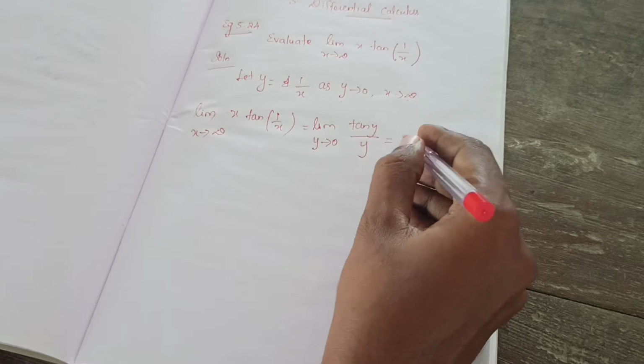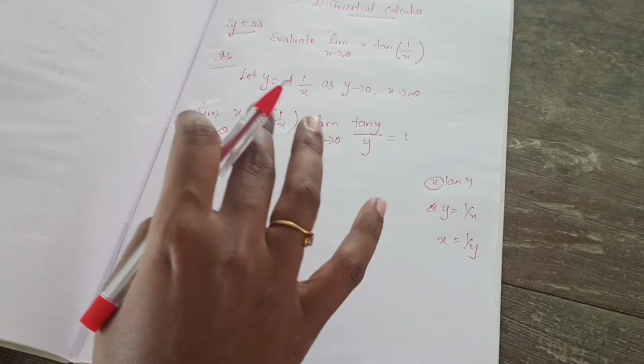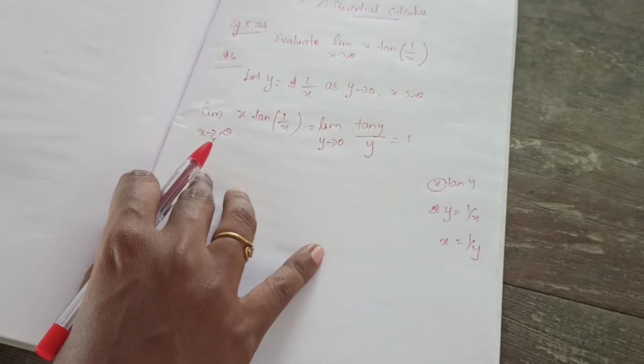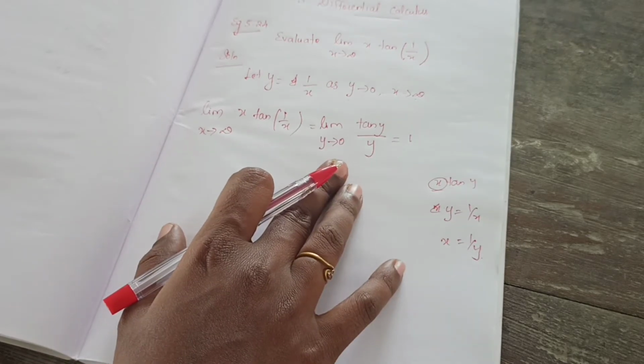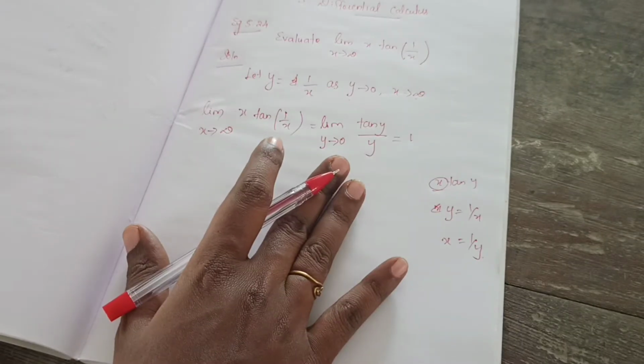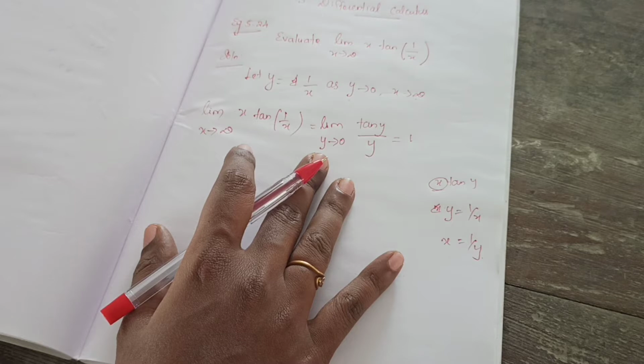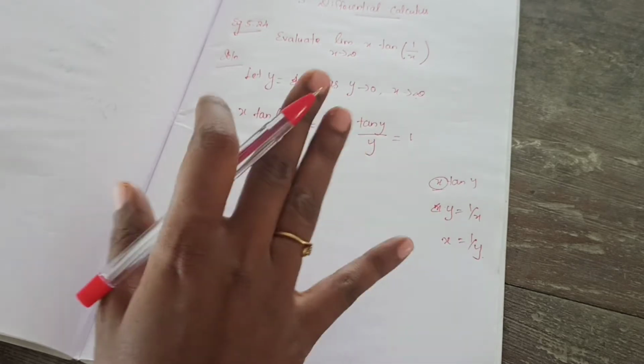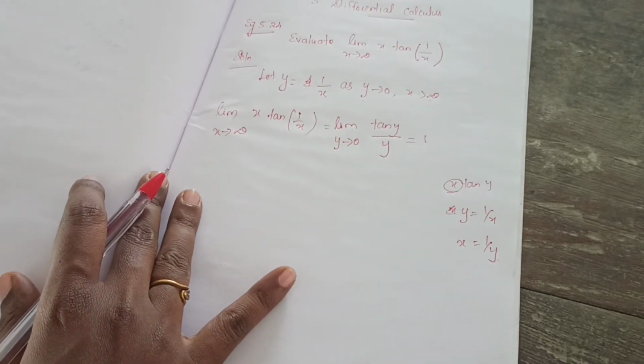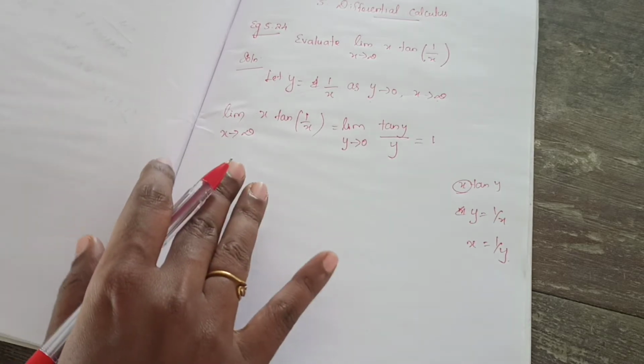So what's the value of tan x by x by the standard limits? Seven standard limits I have done. According to that, what's the value of tan x by x? 1. Here it is tan y by y as y tends to 0, so you will get the answer as 1. Got it? I hope you are all well thorough. Let's move to the next one.